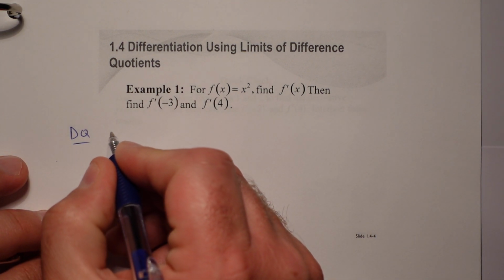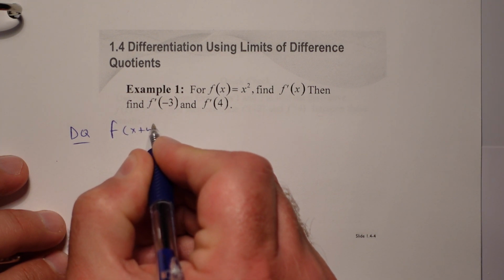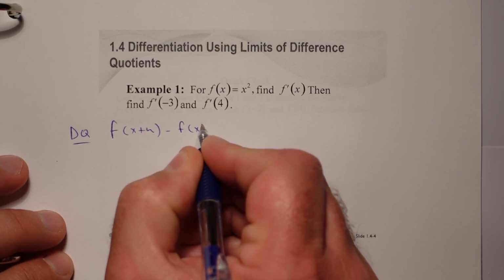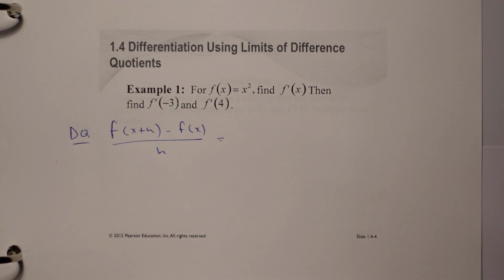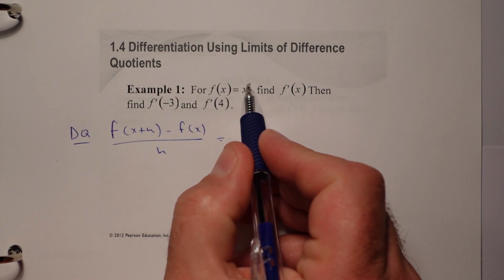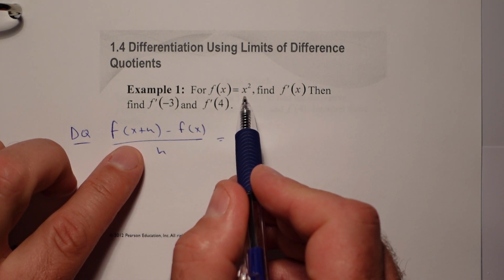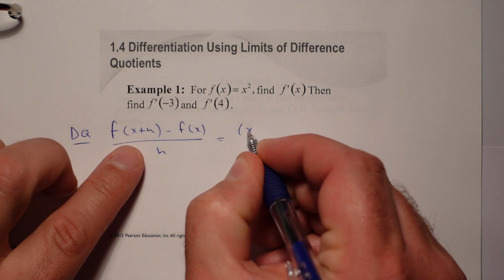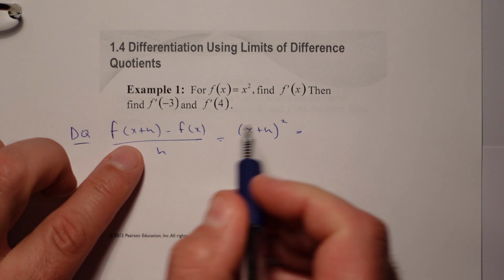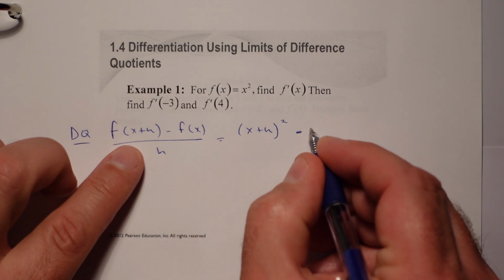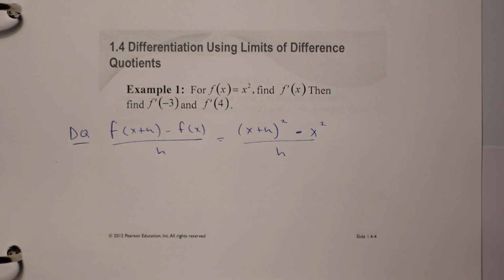Remember, this is going to be f of x plus h minus f of x all over h. So in this example, our function is x squared. So I take the x plus h, I plug it in for x. This becomes x plus h squared minus the original function itself, which in this case is just x squared, and it's all divided by h.